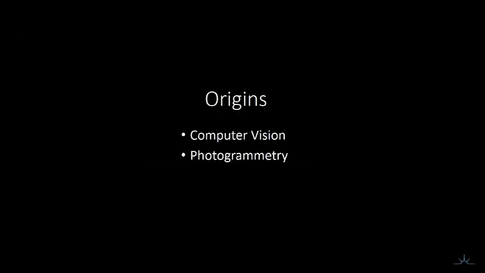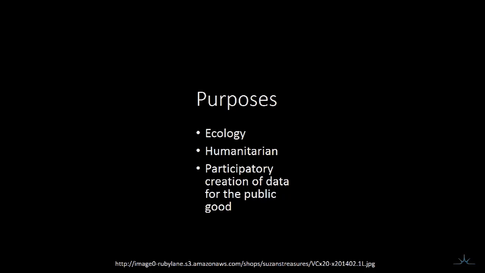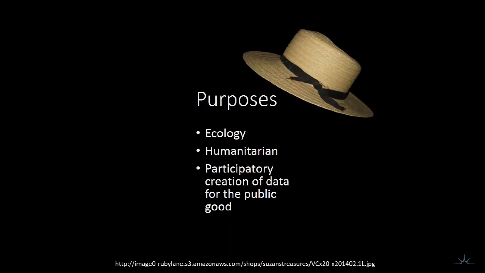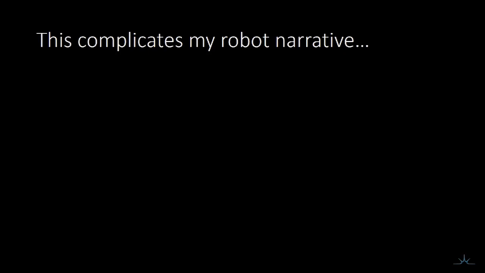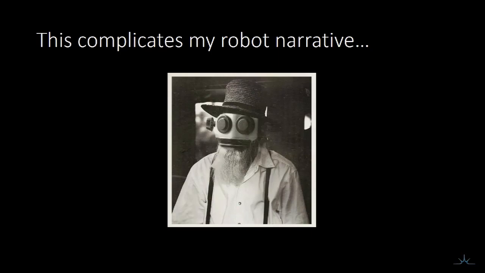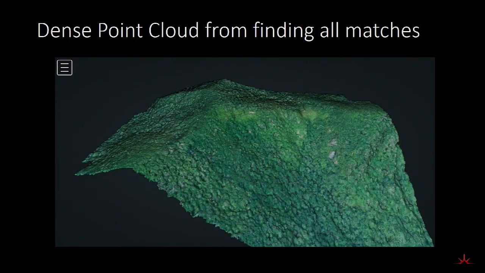So the origins are in computer vision and photogrammetry. And for me, the purposes are ecological, humanitarian, and really about open source data. By way of explanation, I am Mennonite, which really complicates my robot narrative. But Google image search helps tie that back together. If you search for robot Amish, this is one of the top listings. It's really the only useful one too. The rest are kind of disturbing.